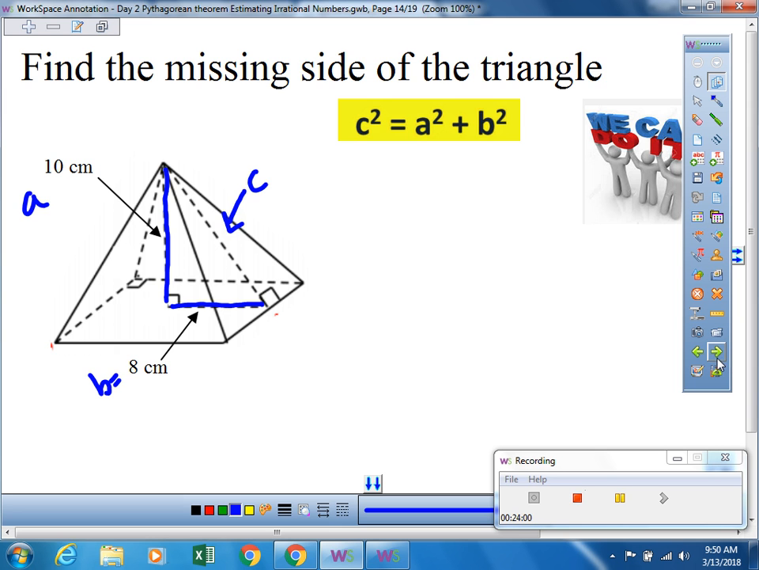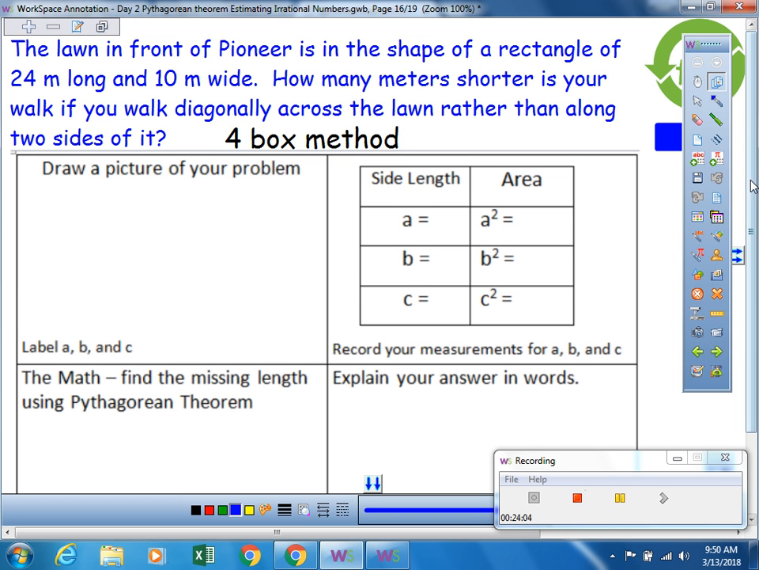Let's look at the back side of the note sheet where we have this word problem. So the 4-box method is just a way to help you set up word problems. This one says, the lawn in front of Pioneer is in the shape of a rectangle 24 meters long and 10 meters wide. How many meters shorter is your walk if you walk diagonally across the lawn rather than along two sides of it? So what shape do they say the lawn is in? A rectangle. So we're first going to draw a picture.